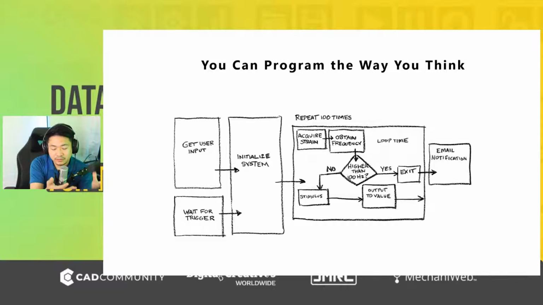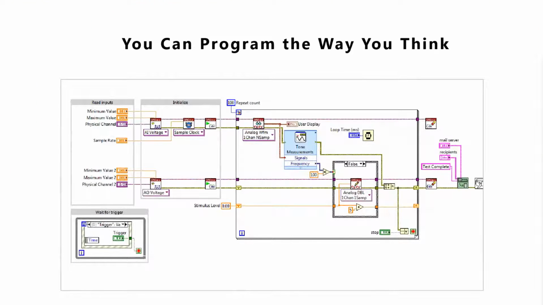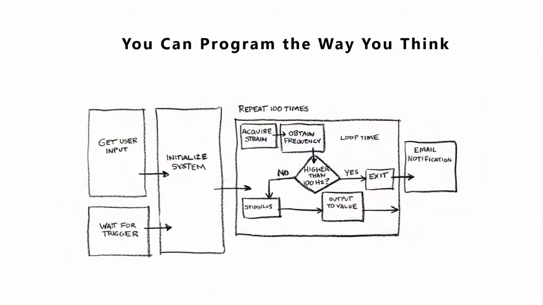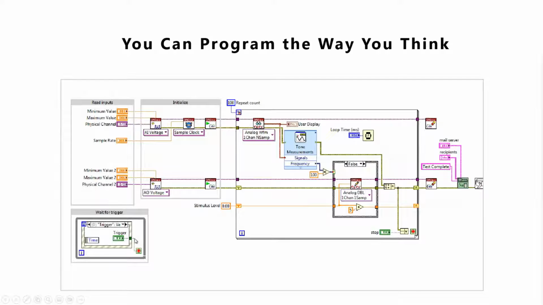Now, the beauty about using LabVIEW is when you program, you actually can program the way you think. So code in LabVIEW would look exactly like a flowchart. You can see the flowchart looks like this, but the graphical code looks like this. The input is here, the trigger is here, the initialization stage is here, and then the loop or the program to acquire the data from your acquisition device is like this. And then maybe send it to an email server later on as well.